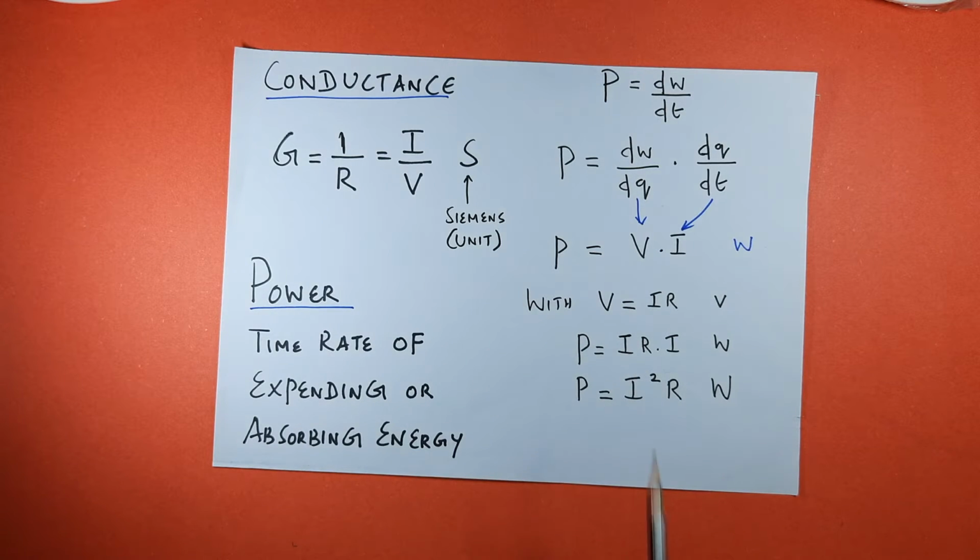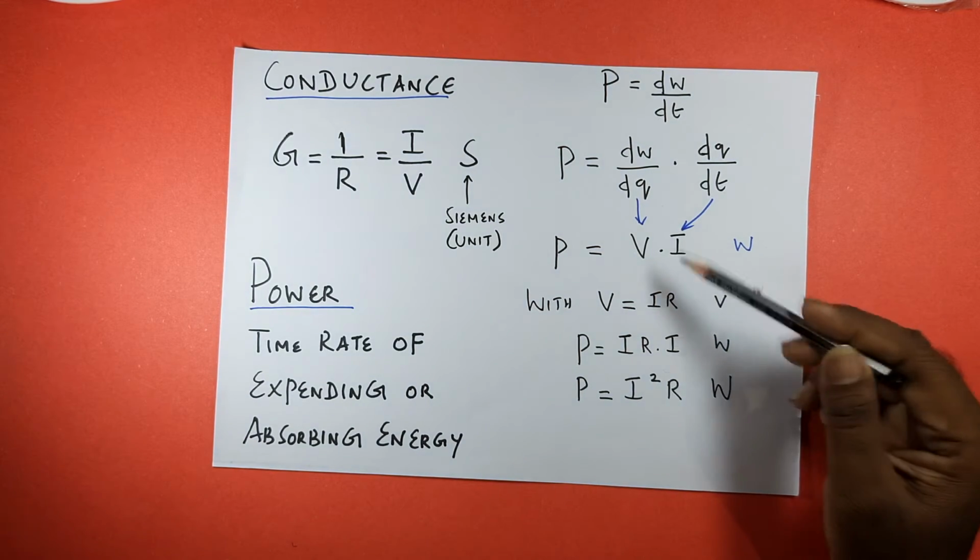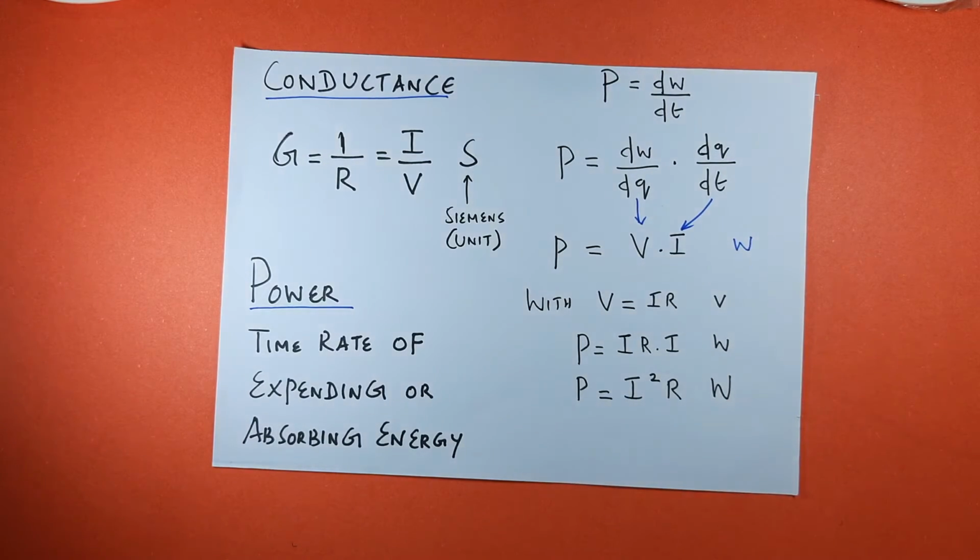We have already seen three forms of Ohm's law. The first form is V equal to IR. So substitute this in the above expression. You can write P equal to IR into I, so P equal to I square R. This is another expression for power. So one expression is P equal to V into I watts, and another expression is P equal to I square R.